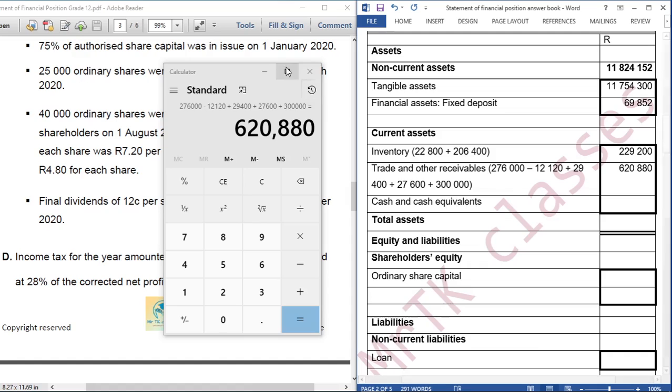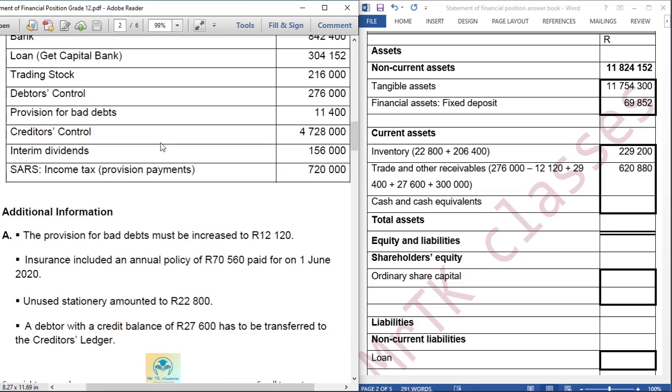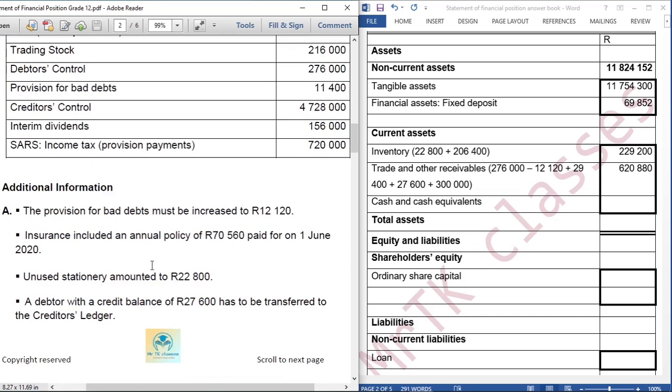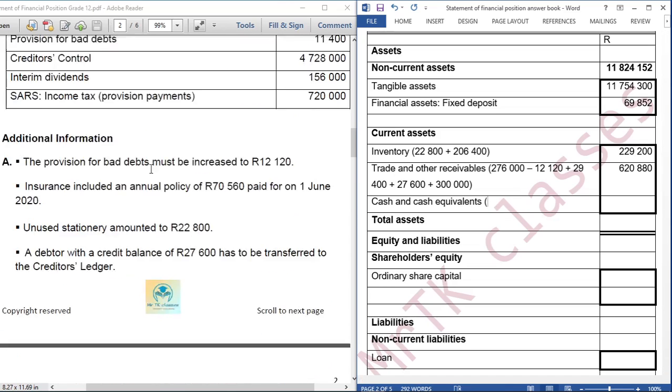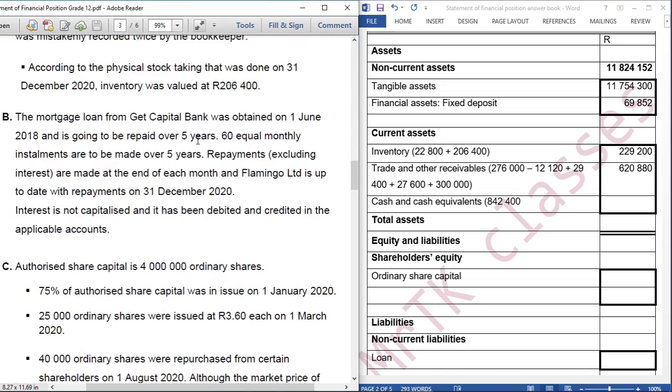Then the next thing is cash and cash equivalents. All right, cash and cash equivalents, we know that here we should record bank, petty cash, savings account, cheque account, and all that. All right, so let us check here. I can see we have bank 842,400. All right, and we have this adjustment, which is talking about a payment that was recorded twice. Okay, so let us open brackets. All right, we are going to say 842,400. All right, let us come here. Then we see if we are going to add or subtract.